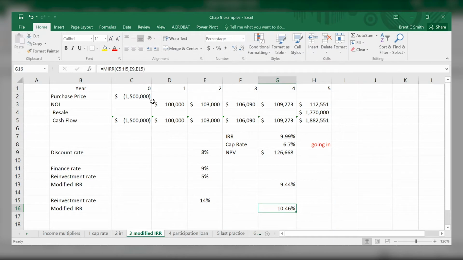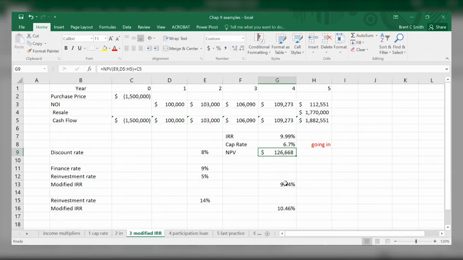In essence, I've taken the same numbers that we had in our previous example, so it's 1.5 as the outlay. I'm growing at 3%, as you can see. I'm selling it for 1,770, and then I have the cash flows that we've already calculated in the past. We also already have seen these. There's our IRR, there is the cap rate, and there's the NPV.